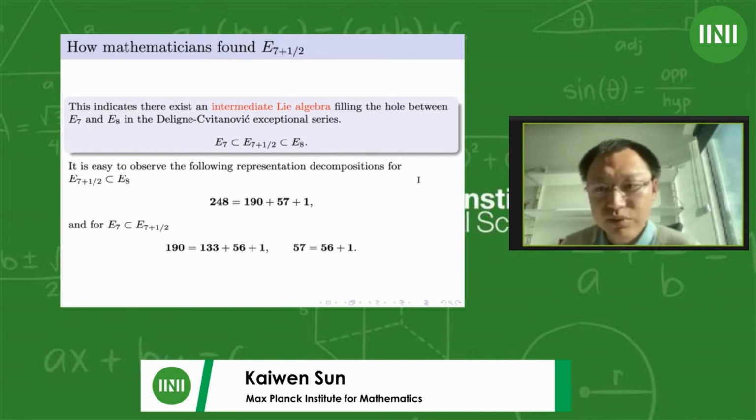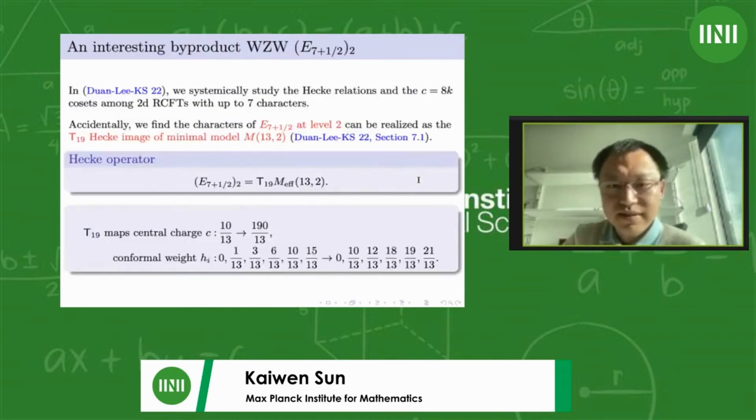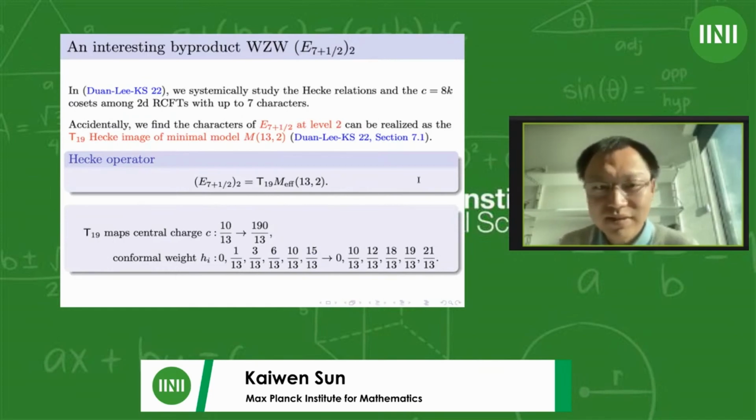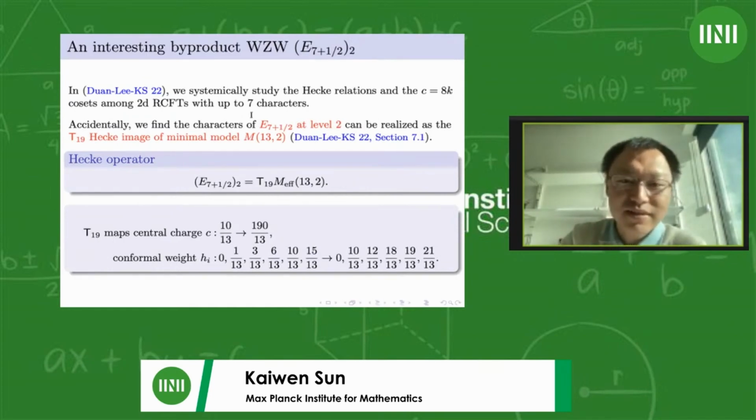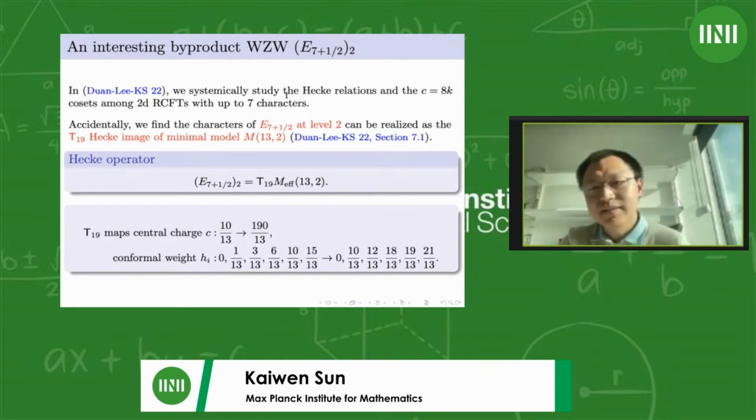In many senses, it is unique. And the question is how to define the WZW model for E7.5 at higher level. It seems that for the last more than three decades, people didn't know how to define this. And in our paper last year, we systematically studied these Hecke operators. We computed hundreds of examples, that is, we acted with T_p on many 2D rational CFTs with a small number of characters.